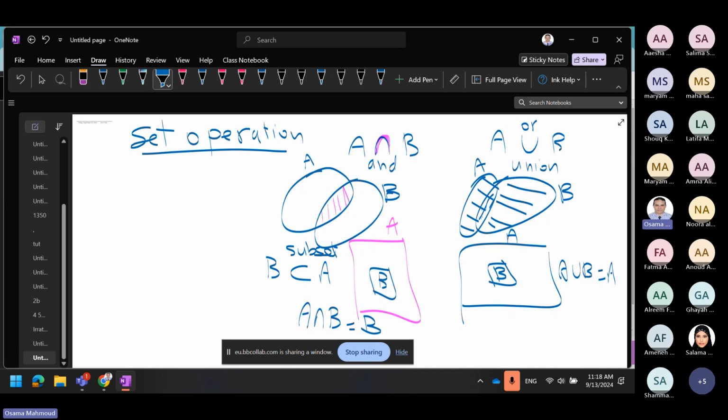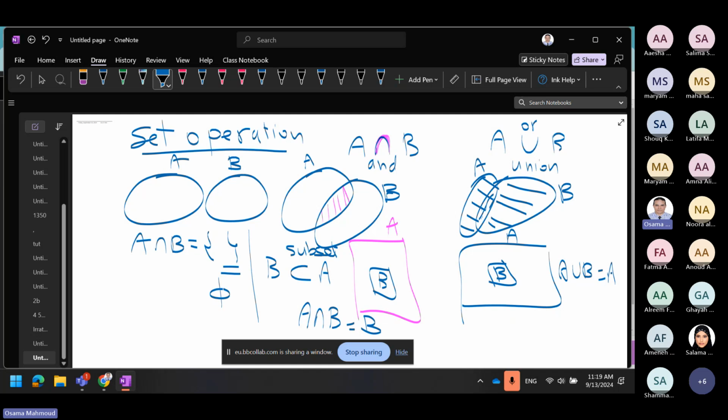Also in the AND, you have a special case. If A and B are disjoint, there is nothing in common between them. So A and B has nothing. I don't like to write it like this, I just replace it by phi. So phi is the empty set.